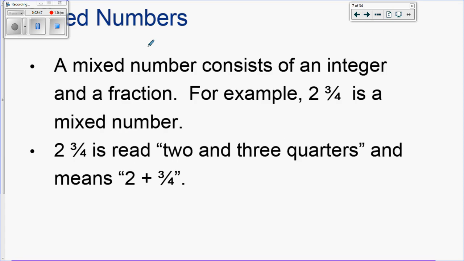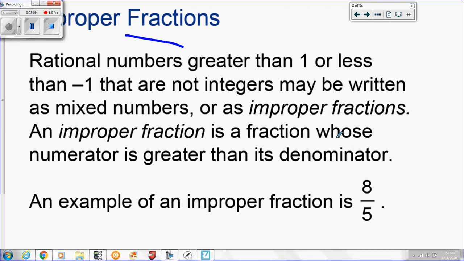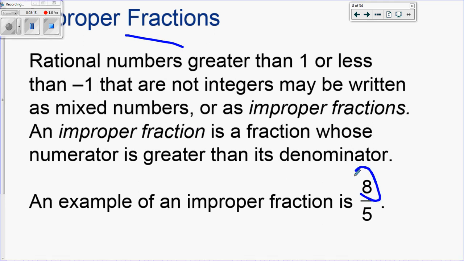Okay, so a mixed number consists of an integer and a fraction. So 2 and 3/4 is read as 2 and 3/4, and it means 2 and 3/4. An improper fraction is a rational number greater than 1 or less than -1 that is not an integer. It may be written as a mixed number or an improper fraction. An improper fraction is a fraction where the numerator is larger than the denominator. That's considered an improper fraction.